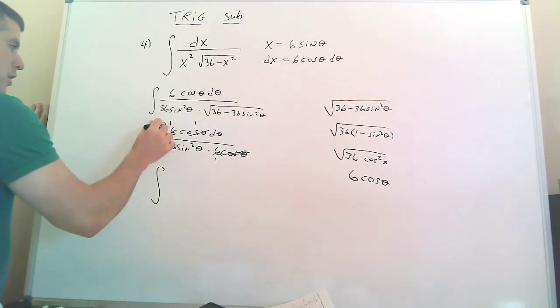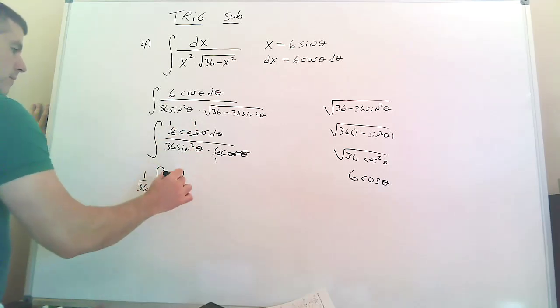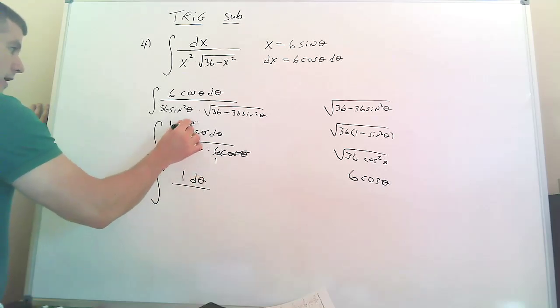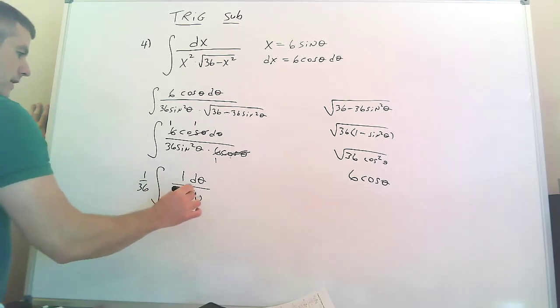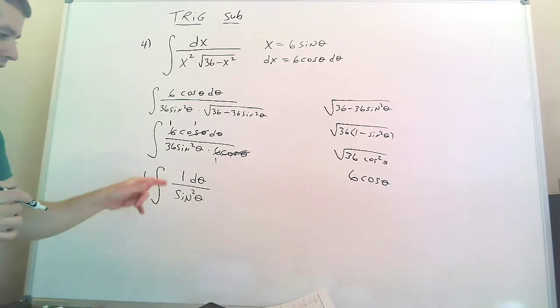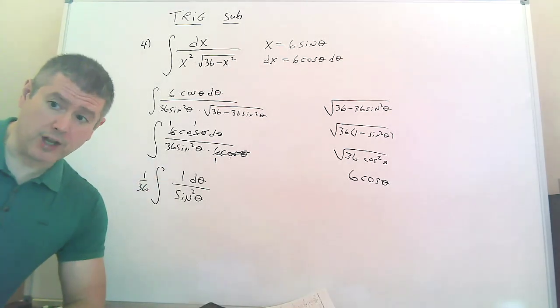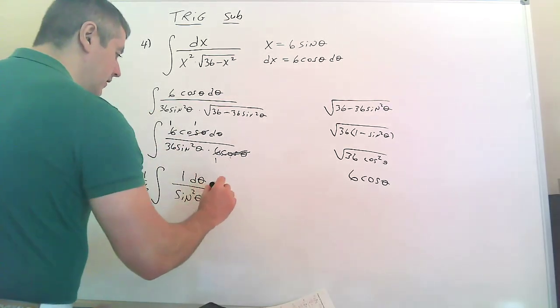I have 1 over 36. I don't like that in there, so I'm just going to move it out in the front. I have 1 d theta over, right? There's a 1 there. When these cross out, put the 1. 1 over sine squared. So you don't mess this up. Because if you would put sine squared there, you completely screwed yourself over. You got to be very careful when you do the crossing out. Make sure you're neat, organized.